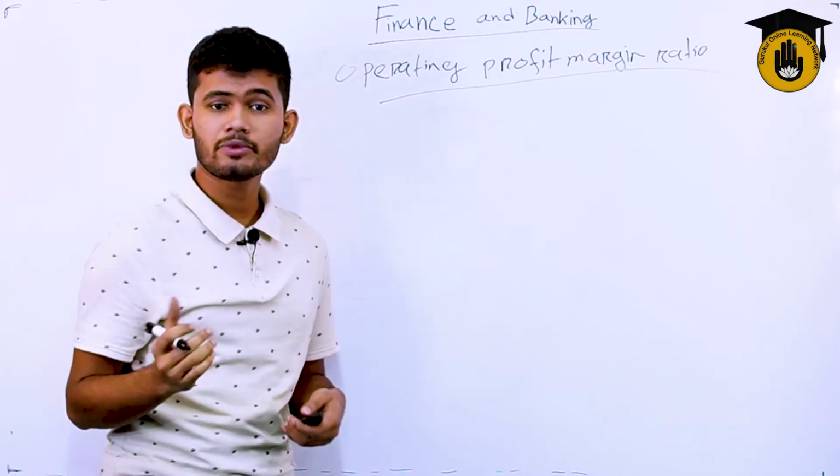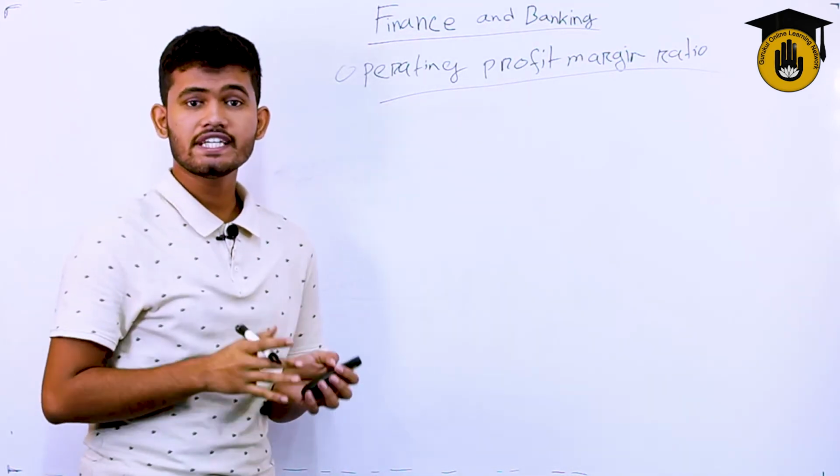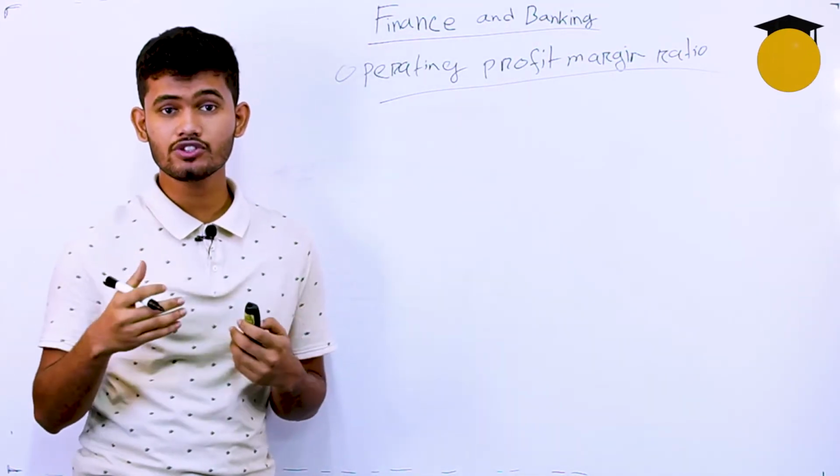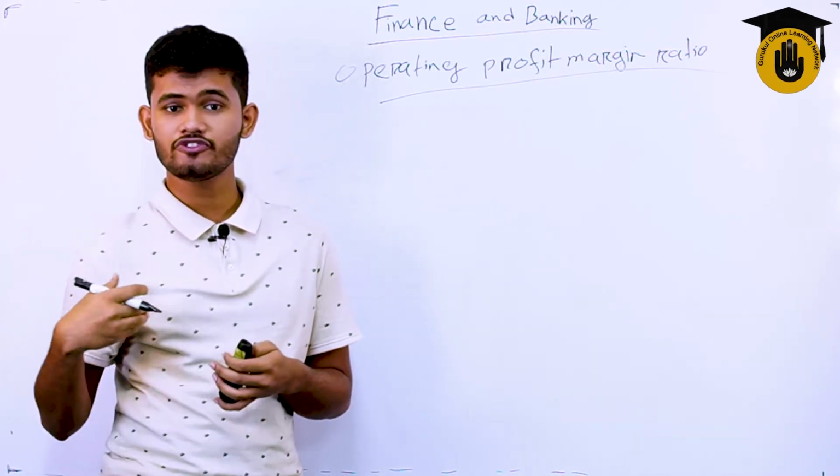So the operating profit margin ratio calculates the amount of profit from each sale, excluding the taxes or the preferred stocks.